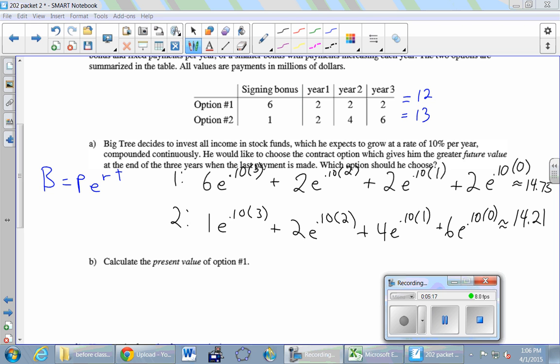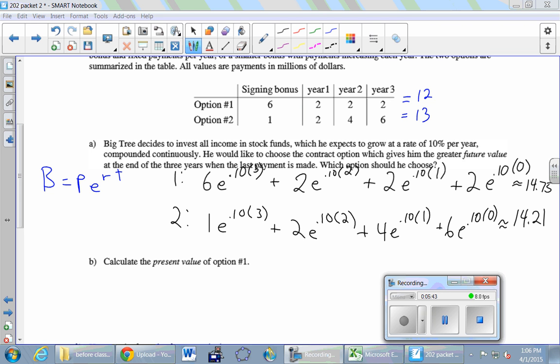Okay. So which one was better? Option 1. Even though it was 12 million total, you got half of it on the very first day. And so that had 3 years to grow. Which one is better might change if I change it from 10% to 9% or 8% or something, right? So I'm not saying look at the numbers and you should just know instantly option 1, but this is the way we calculate which one is better.